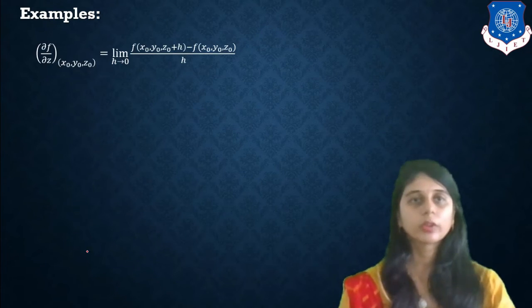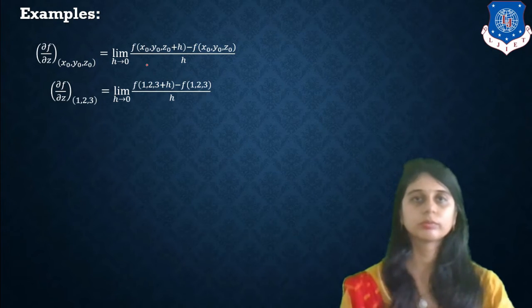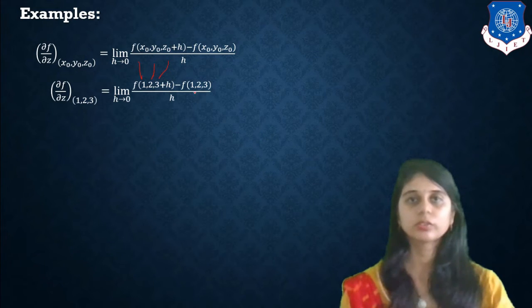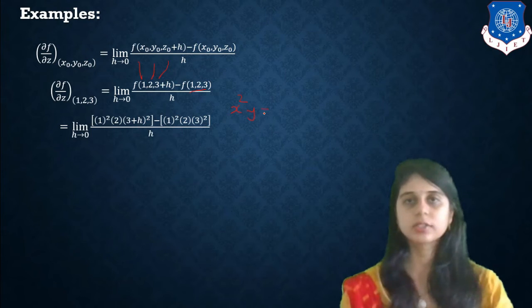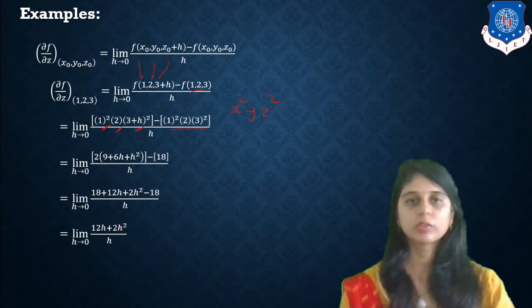So for del f by del z, limit h tends to 0 of f of (x0, y0, z0 plus h), applying this in the function, x0 is 1, y0 is 2, z0 is 3, and h. What is the function? The function is x square y z square, so 1 square into 2 into (3 plus h) whole square. Applying 1, 2, 3, we get (12h plus 2h square) by h. Applying h tends to 0, we get the value 12.